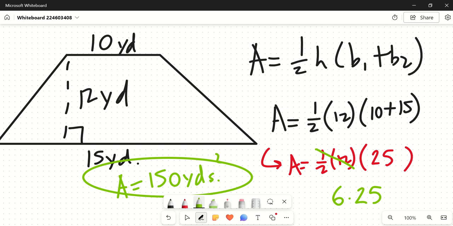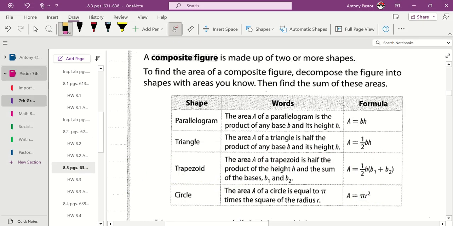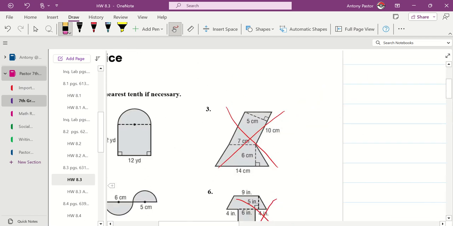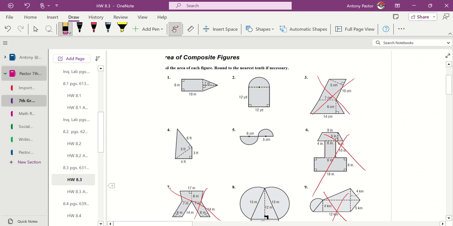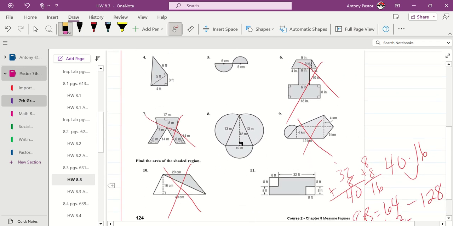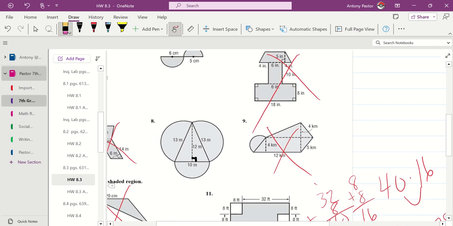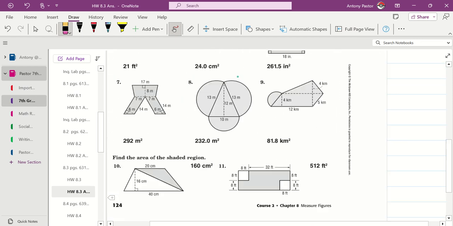So the biggest part of dealing with composite figures is figuring out what the shapes are. I'm going to show you guys some examples here. We're going to move on because we're running out of time. So let's go to the homework. For the homework, before anybody asks, you guys are going to do the numbers that are not crossed out. Number 11 is extra credit, if you can figure out how to do it. But we're going to look at one of these questions specifically.